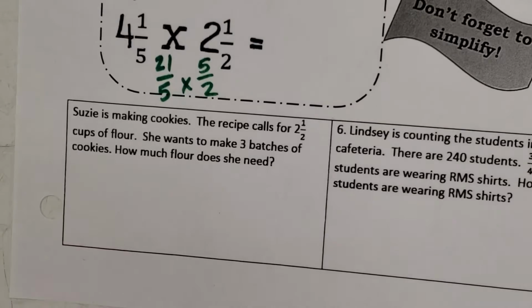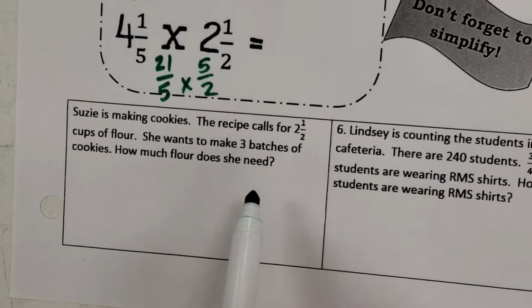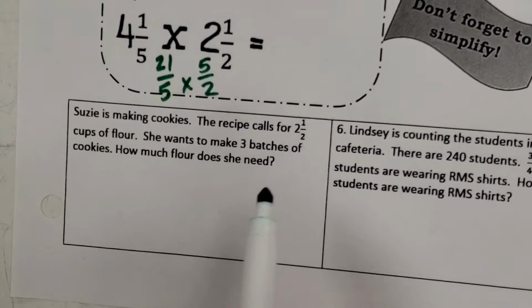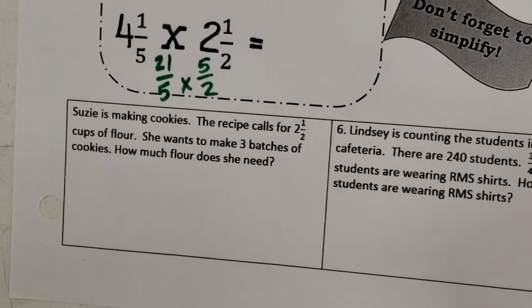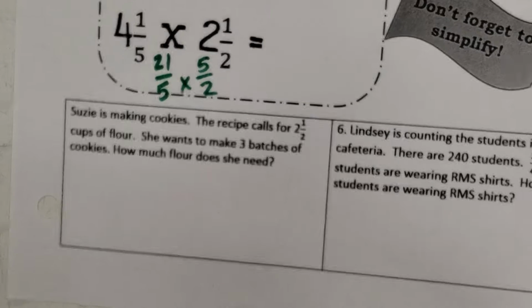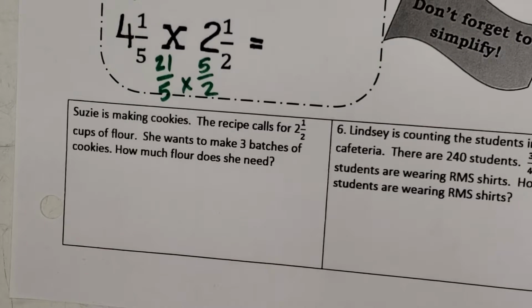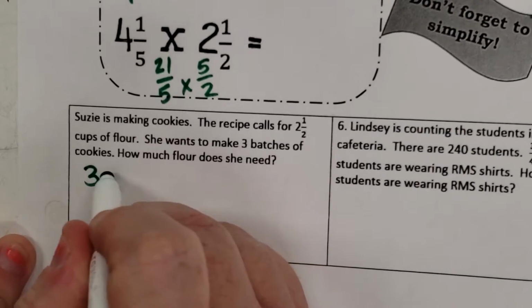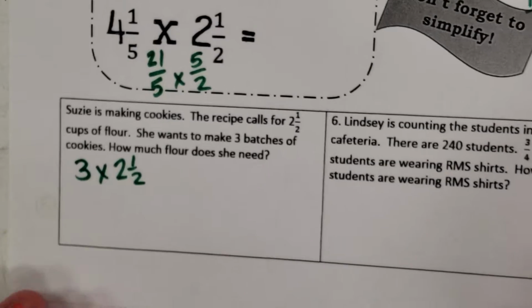How do you know it's multiplication problems? That's where we are at now. Okay, here this one says Susie's making cookies. The recipe calls for 2.5 cups of flour. You're doing a lot of these today. She wants to make 3 batches of cookies. So basically every batch needs 2.5 cups of flour. The first batch needs 2.5 cups. The second batch needs 2.5 cups, and the third batch needs 2.5 cups. So you solve it with repeated addition. So that means it's multiplication. 3 times 2.5. Okay, and then you would solve that.